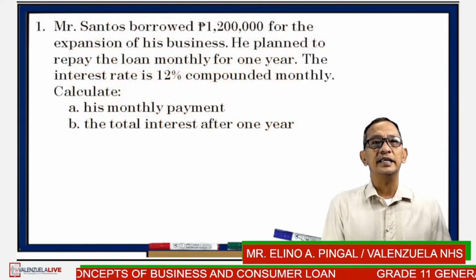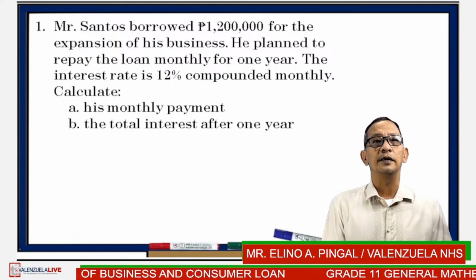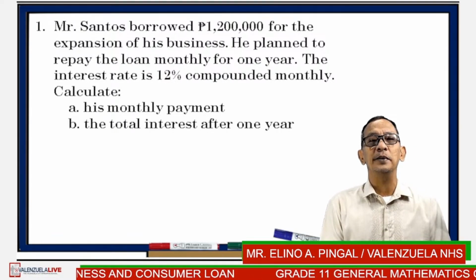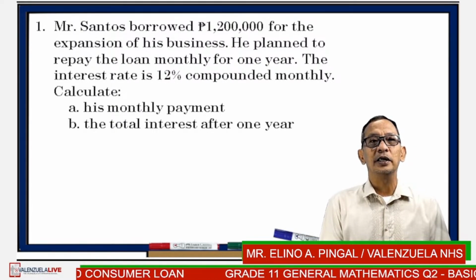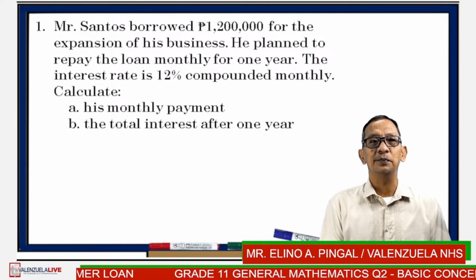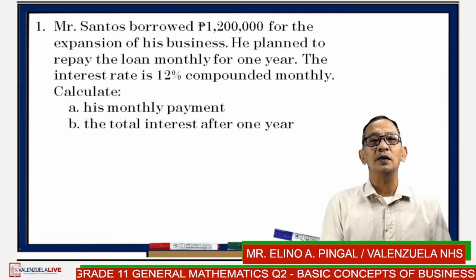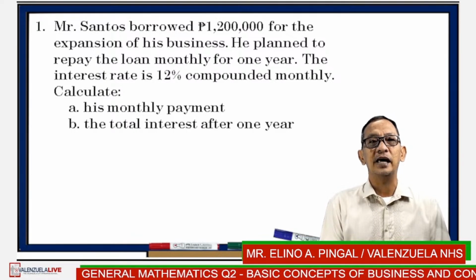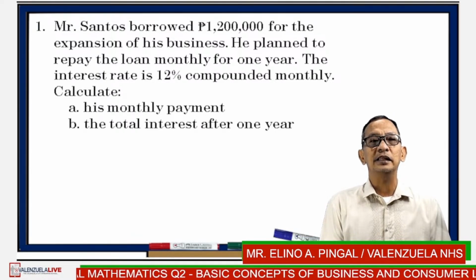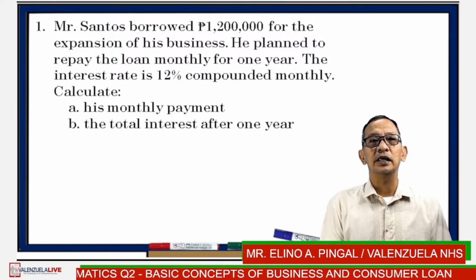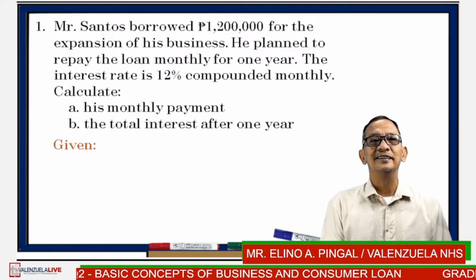To understand this, let's have example number 1. Mr. Santos borrowed 1,200,000 pesos for the expansion of his business. He planned to repay the loan monthly for 1 year. The interest rate is 12% compounded monthly. Calculate letter A, his monthly payment. B, the total interest after 1 year.